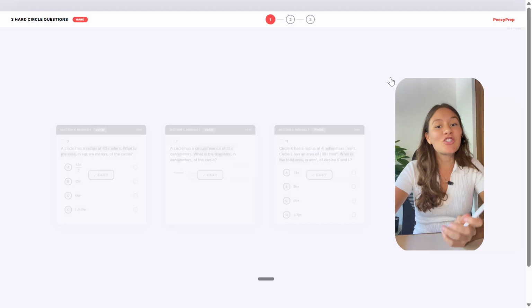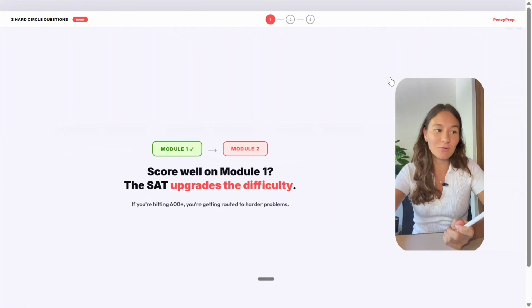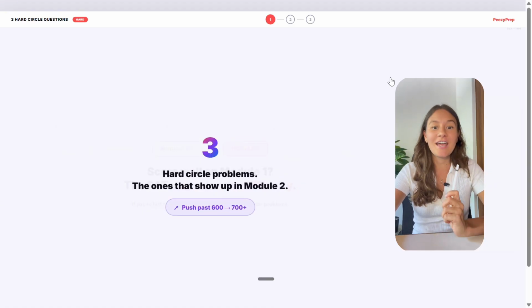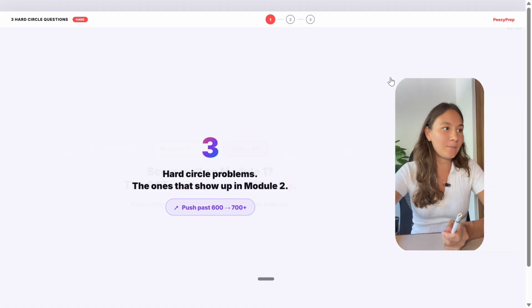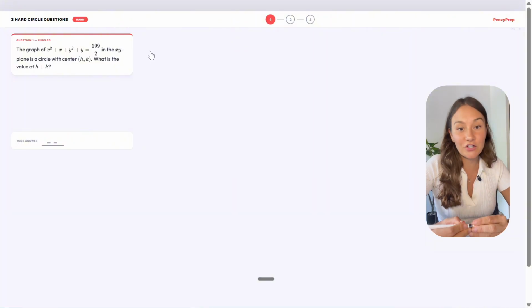And then there's challenging ones, where you'll likely see them in your Module 2 if you do well in Module 1. And that's what we're going to focus on today: 3 super challenging SAT circle problems. Let's jump in. Okay, for the first problem, we're being given the graph of a circle, right?